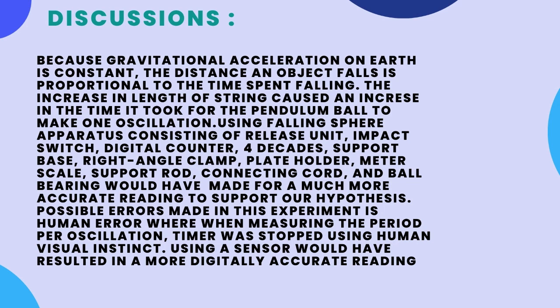Possible errors made in this experiment is human error. When measuring the period per oscillation, the timer was stopped using human visual instinct. Using a sensor would have resulted in a more digitally accurate reading.